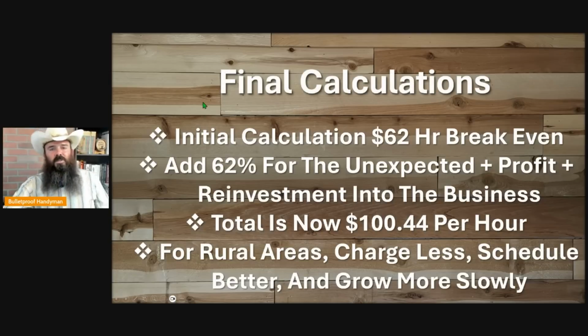Final calculations. So we initially figured up all of our overhead expenses and assumed 40 hours a week of billable hours on the job, which told us that we needed to charge $62 an hour to break even while giving ourselves a paycheck and retirement and health insurance and everything else. And then we're going to add 62%, all the percentages on that previous page. We're going to add 62% to that $62 an hour for unexpected profit and reinvestment into the business, which brings our total now that we should be billing per hour to $100.44 per hour.